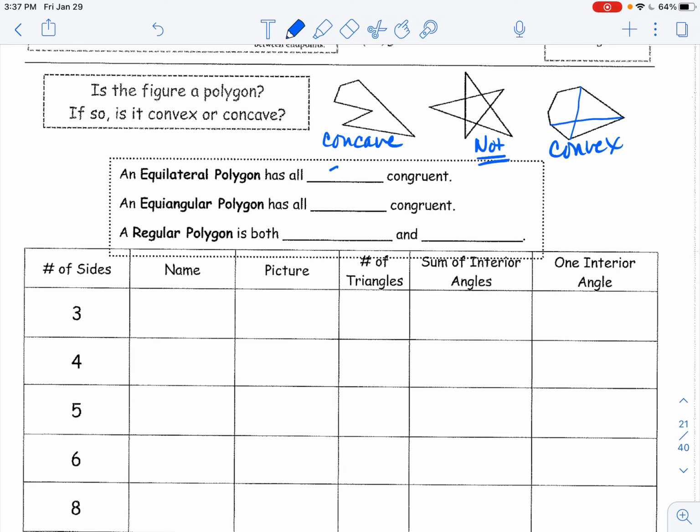Okay, so an equilateral polygon has all sides congruent. An equiangular polygon has all angles congruent. And a regular polygon is both equilateral and equiangular.